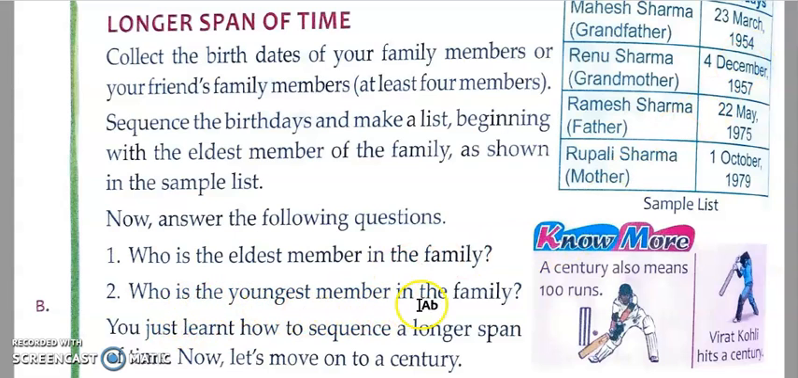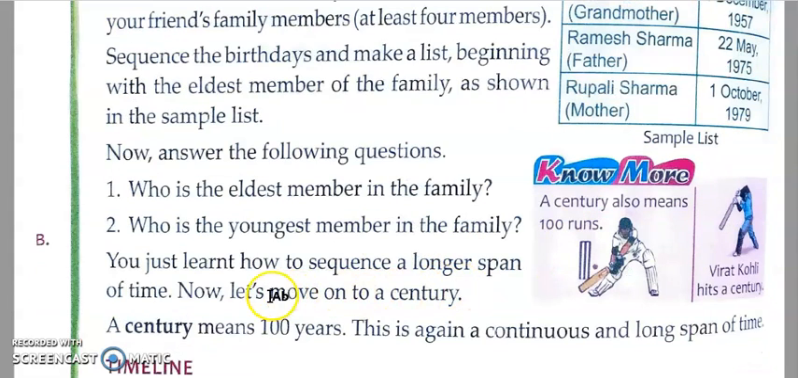Who is the youngest member in the family? So in this, the birthday of mother, that is in 1979. So she is the youngest member in the family. But whenever you are preparing a chart, you have to add your siblings also, means your brother and sister also. So if you write their birthdays also, the youngest person will be either you or your brother or sister. You just learn how to sequence a longer span of time.